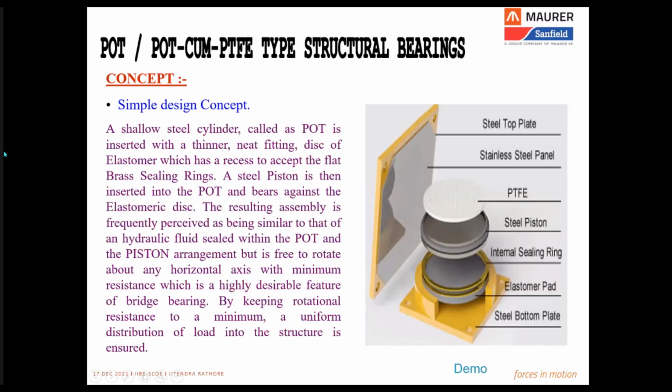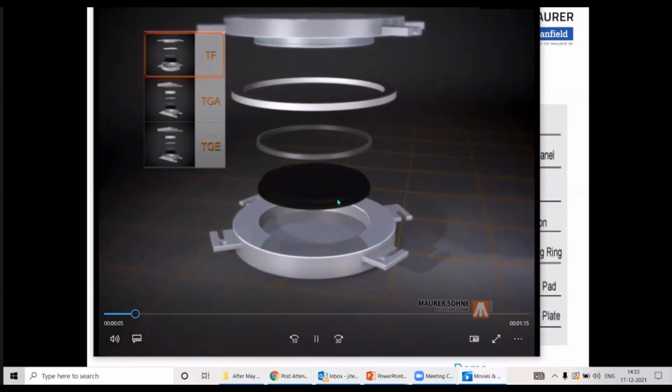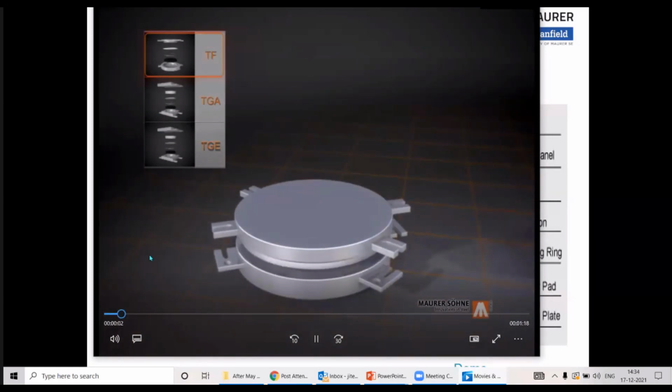The concept of the pot PTFE bearing is very simple. It works on a similar concept on which a hydraulic assembly works. Normally, if you have seen a hydraulic jack or something, it has a steel cylinder, which has fluid inside, and there is a piston on top. So a similar arrangement is there in pot PTFE bearings. I will try to explain it with this video. There you see it has a cylinder and a disc of elastomer inside. Let me just go back a few slides.